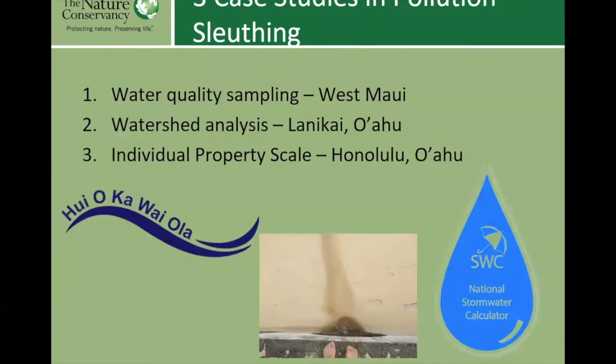So in the 3 case studies and 3 places I'm going to talk about today, the first is West Maui and a water quality sampling project where you try to get more monitoring data. The second is Lanikai, where I was mapping, monitoring, and modeling at the same time. And the last is a stormwater model that the EPA uses, that I used in a case study in Honolulu to show you how you can do this in your own backyard on a tiny TMK, on just a tiny property.